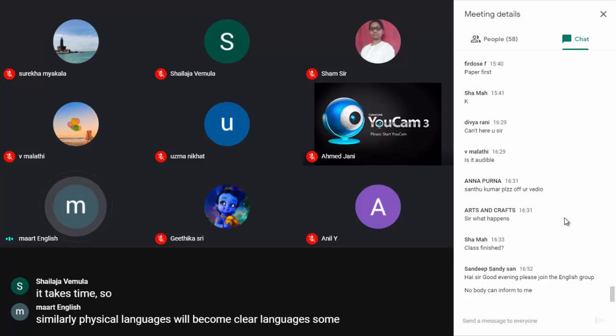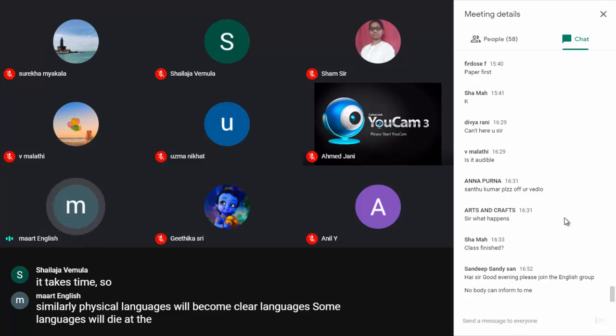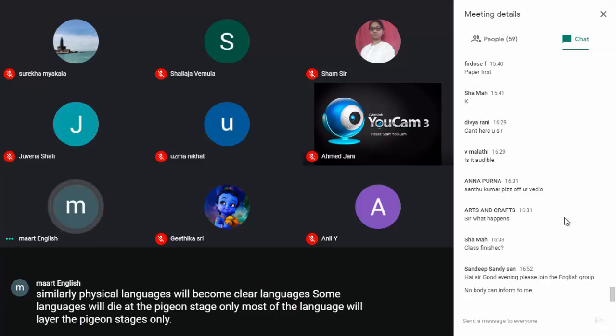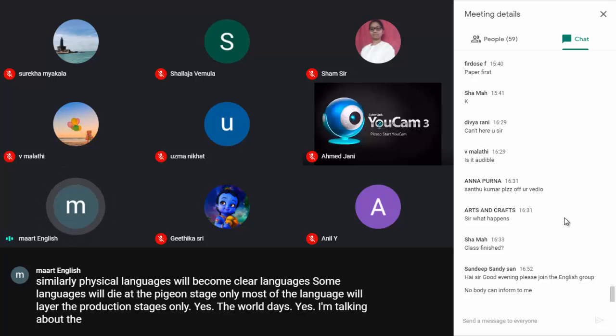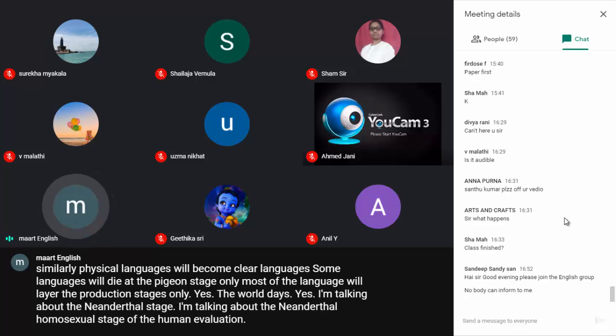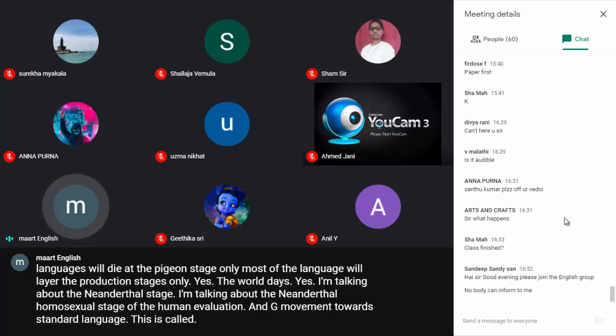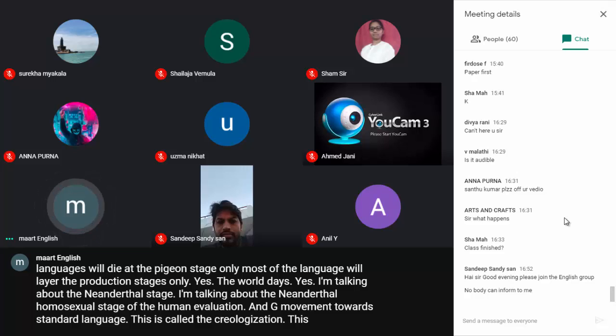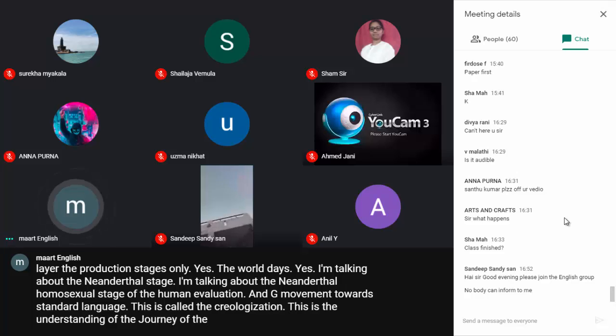Some languages will die at the Pidgin stage only. Most of the languages will die at the Pidgin stage only. In the olden days, I'm talking about the Neanderthal Homo sapiens stage of human evolution. And G, movement towards standard language, this is called decreolization. This is the understanding of the journey of the language from the Pidgin stage to the Creole stage.